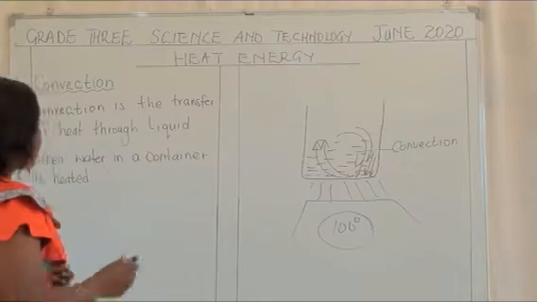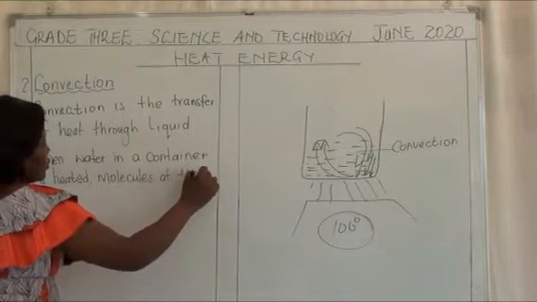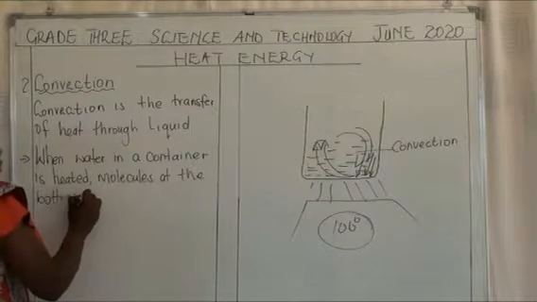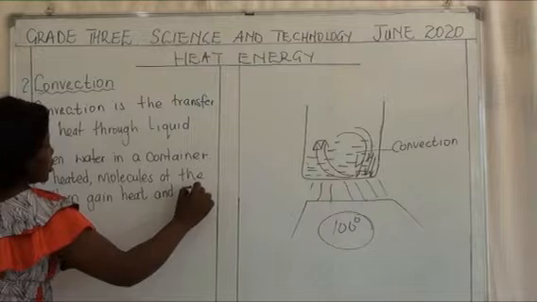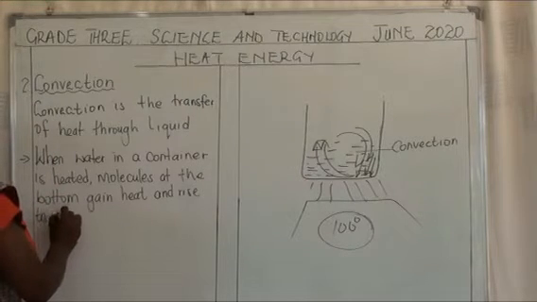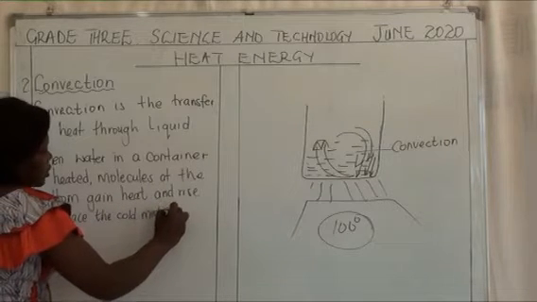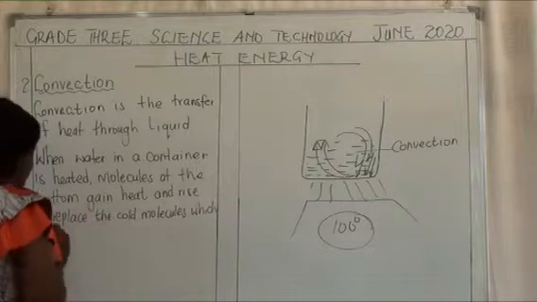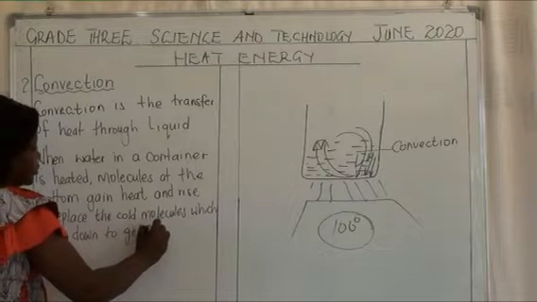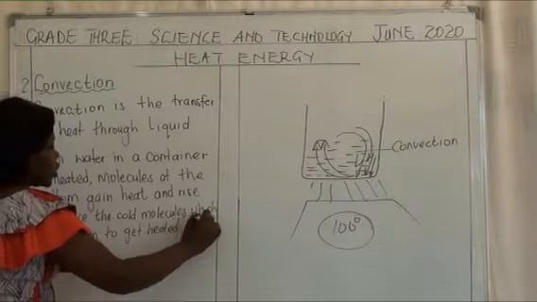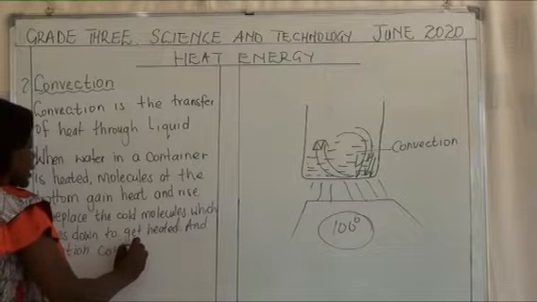molecules at the bottom of the sufuria gain heat and rise up to replace the cold molecules, which also move down to get heated. And the circulation continues until the water is boiled.